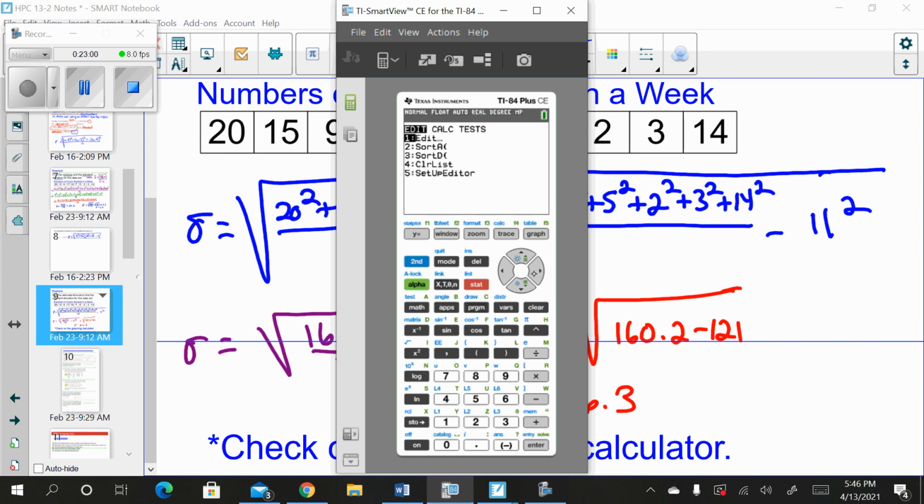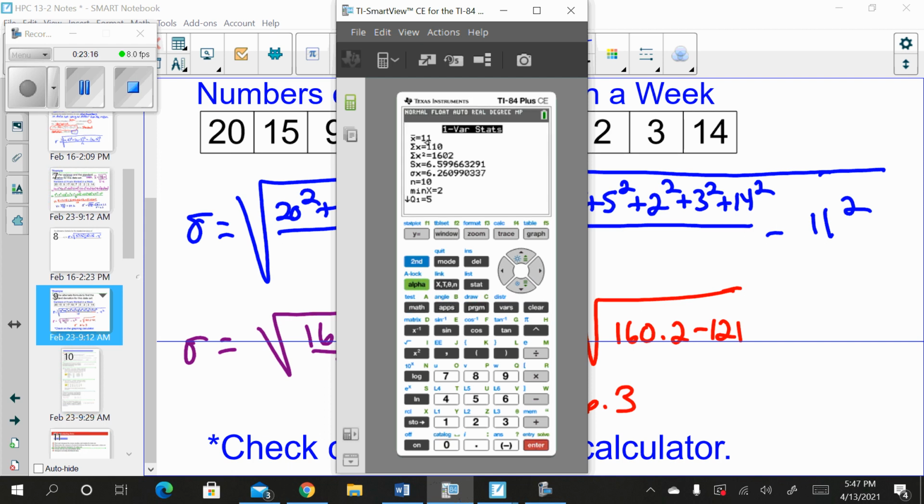So we're going to go to stat and then over to calculate. We want one variable stats because we only put in one set of information here. I'm going to go ahead and press enter. Is your data in list one? Yes, although you could have lots of different lists of data, ours is in list one, and I'm going to calculate. Now I want you to notice what you can see here.